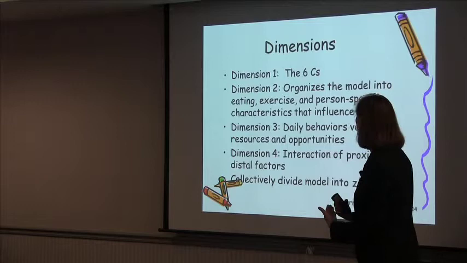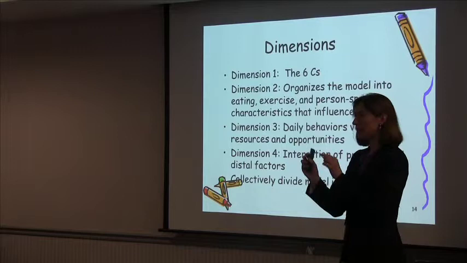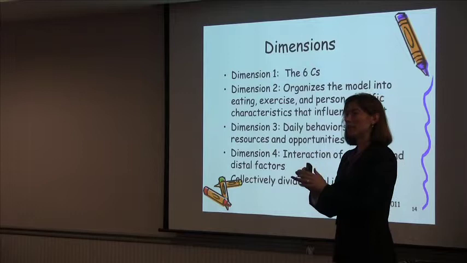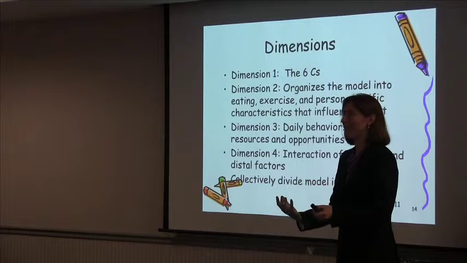It's looking at that push-pull. And then dimension four is the interaction of proximal and distal factors. So at the center, we had the cell and then the child. So it kind of ignores the cell part. But the child is, "Can I have that? Can I have that?" Which influences parents in terms of the choices they make for their kids.